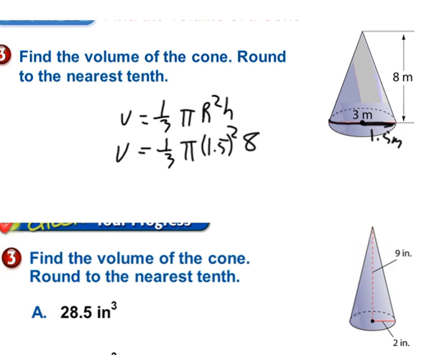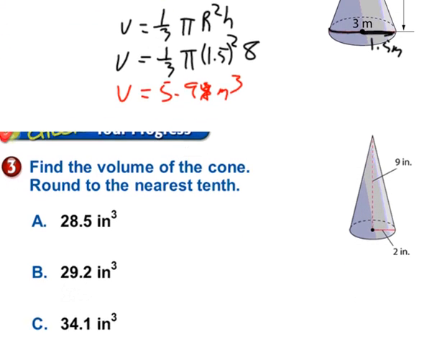So I'm going to say 1/3, that's 0.33, times 1.5 squared, which is 2.25, times 8. And I get 5.94 as my volume. 5.94 meters cubed. It does ask me to round off to the nearest tenth, so it's just 5.9.